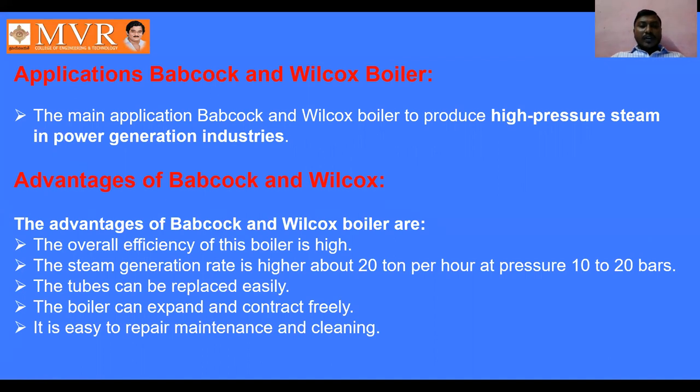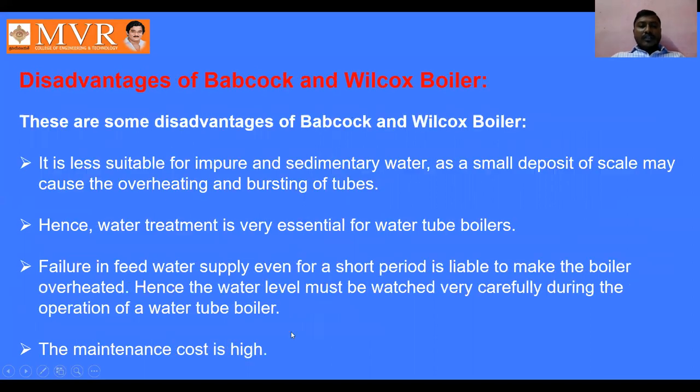We have some advantages of the Babcock and Wilcox boiler. The overall efficiency of the boiler is high. The steam generation rate is higher, about 20 tons per hour at a pressure of 10 to 20 bars. The tubes can be replaced easily. The boiler can expand and contract freely. It is easy to repair, maintain and clean.